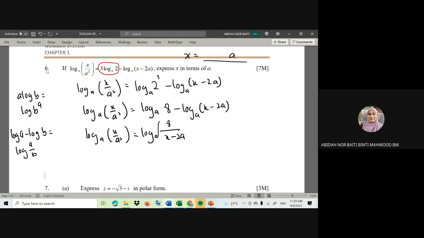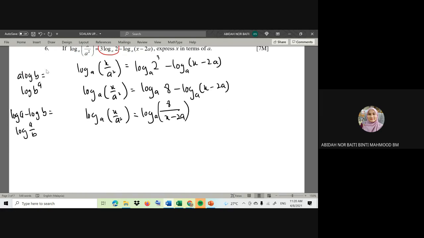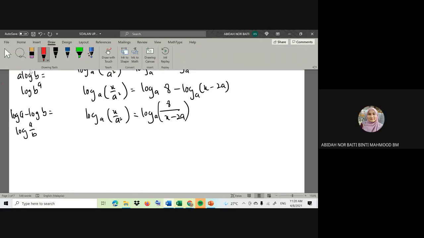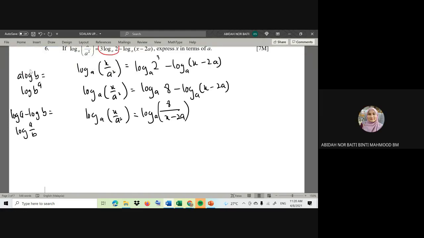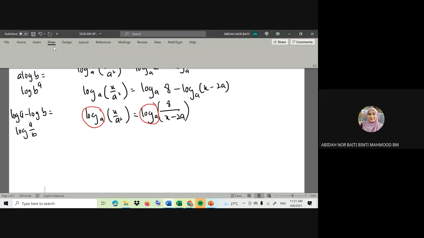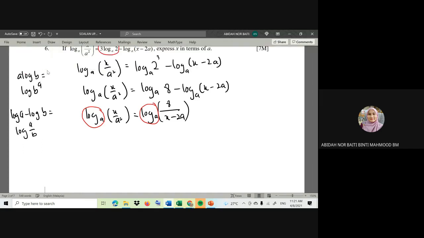Okay, so sekarang apa yang kamu nampak? Apa yang kamu nampak kat sini? Potong log yang ada. Di sebenarnya kita bukan potong lah. Di sebenarnya kita compare. Okay, since we have single log both sides. Nampak ni, single log both sides. Then we can compare each log. Okay, kita tak potong sebenarnya. Kita compare. Kita boleh compare sebab apa? Sebab kita jumpa single log both sides.